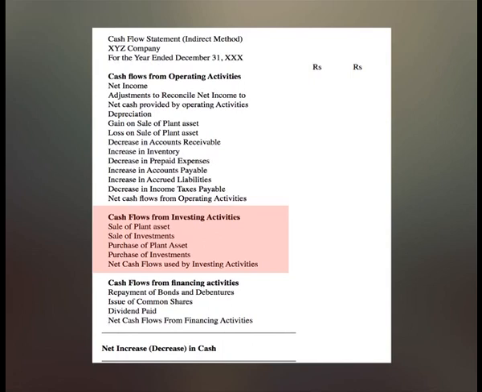Then we have net cash flows used by investing activities. Then cash flows from financing activities, for which we have repayment of bonds and debentures, issue of common shares, dividends paid. Then we have net cash flows from financing activities. This will all give us either a net increase or decrease in cash. So, students, now we will see one illustration on cash flow statement.